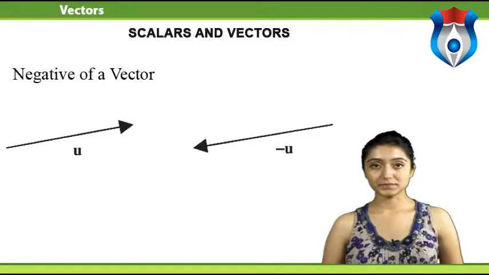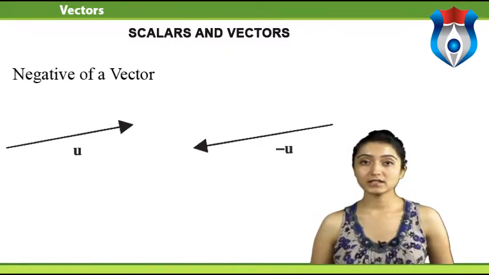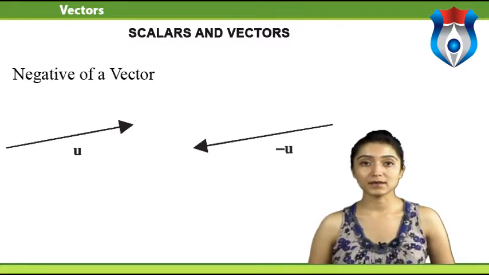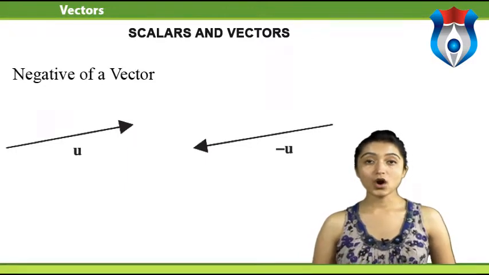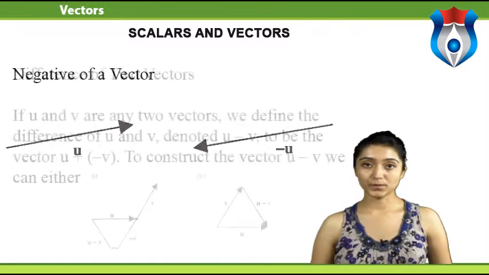Negative of a vector. If u is a non-zero vector, we define the negative of u, denoted negative u, to be the vector whose magnitude or length is the same as the magnitude or length of the vector u, but whose direction is opposite to that of u.